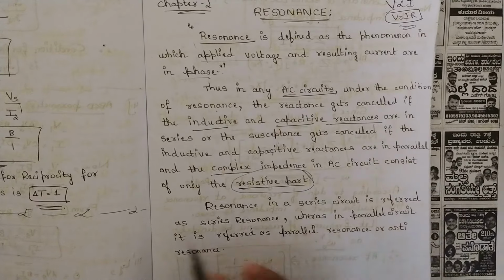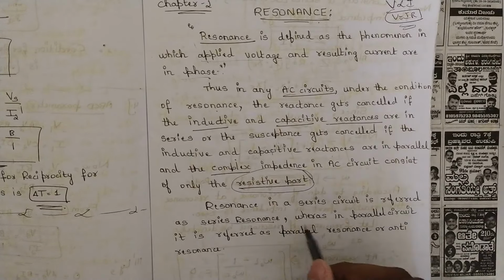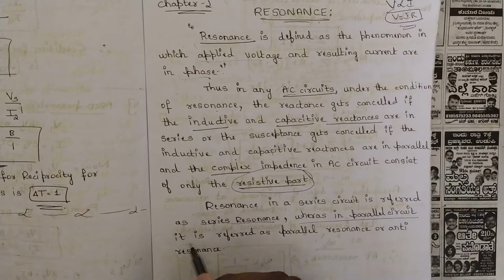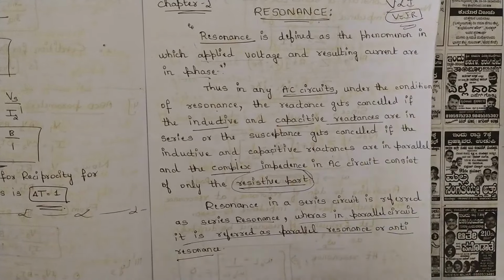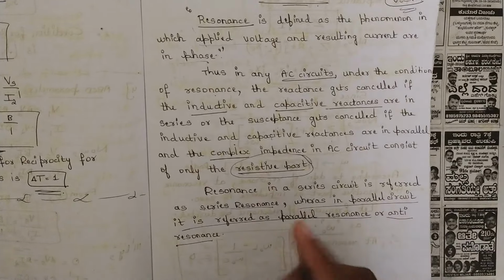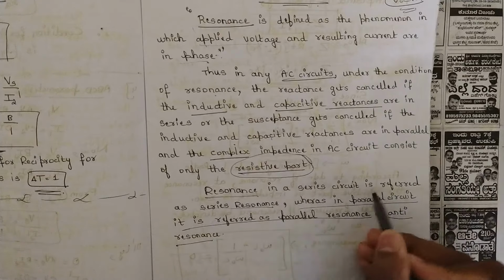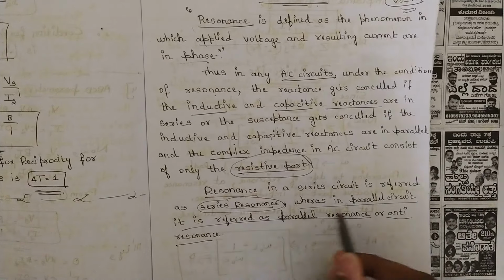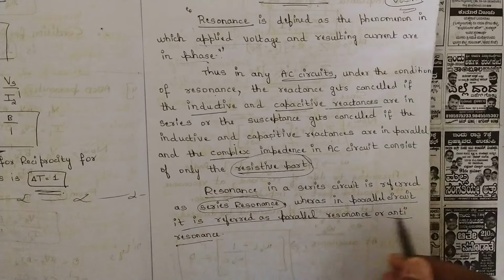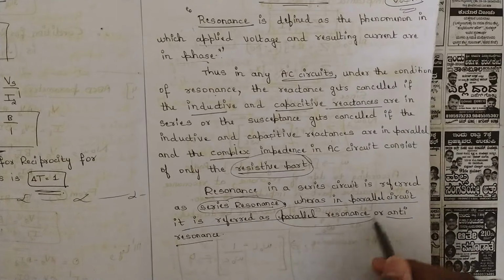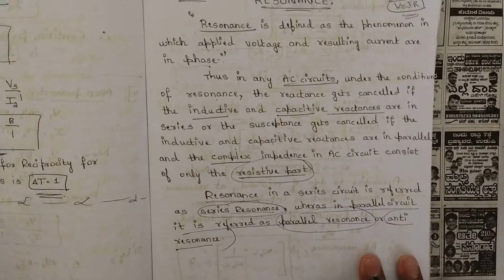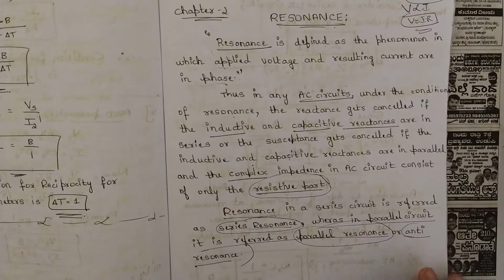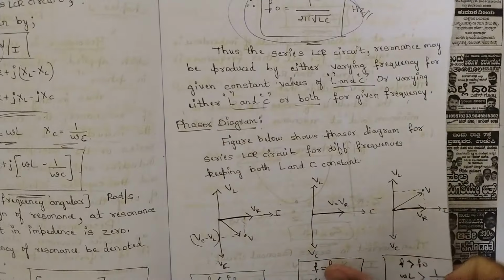Resonance in a series circuit is referred to as series resonance, whereas resonance in a parallel circuit is referred to as parallel resonance, which is also called an anti-resonating circuit. So basically there are two kinds of resonance: series resonance and parallel resonance, or anti-resonance. This was the brief introduction of resonance. Now let's get to a few more concepts.